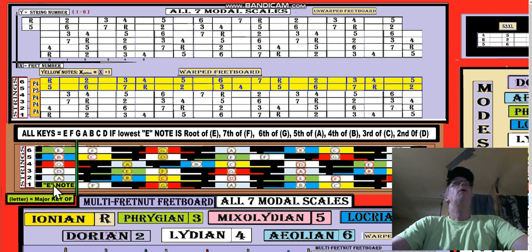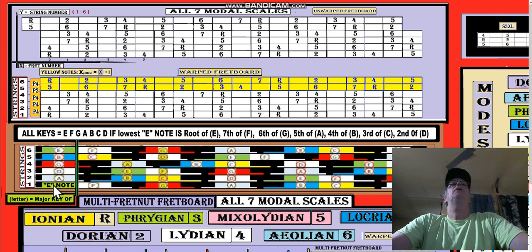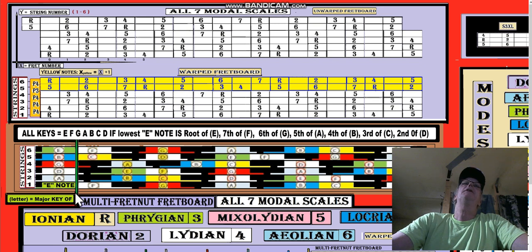This is important because the fret nut defines all this, okay? And it is the third of the key of C. Here's the key of C now. Okay, it's the third of the key of C.